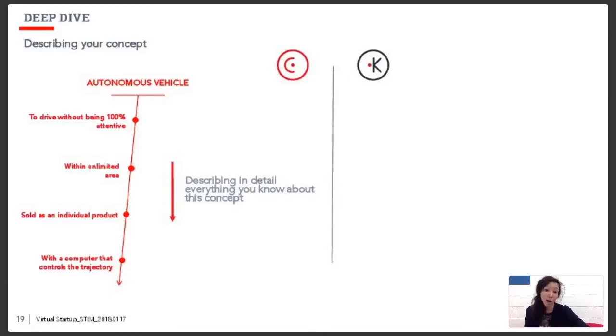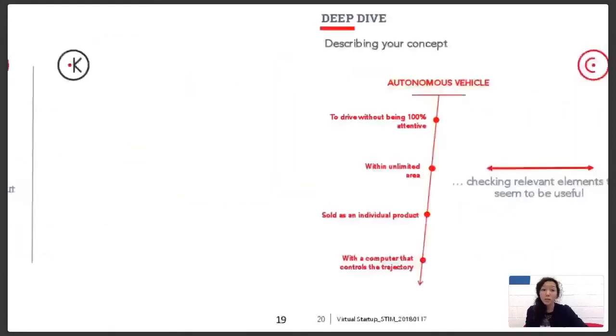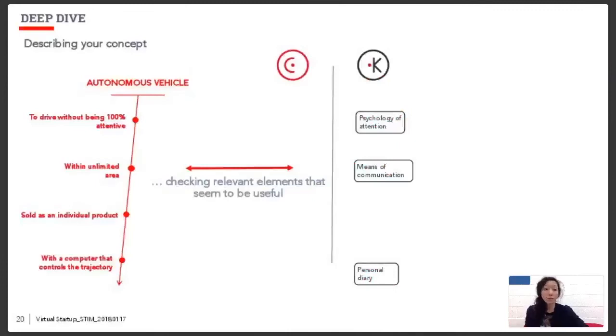So we're going to describe it by choosing each time one element to describe what you know already in terms of your autonomous vehicle. Once you identify that your autonomous vehicle, for instance, is a vehicle that drives without being 100% attentive within an unlimited area that can be sold as an individual product, you're going to see what are the different knowledge elements you know that will help you to clarify how to go further on that solution.